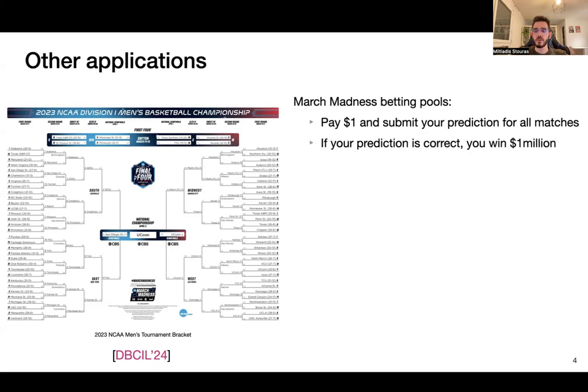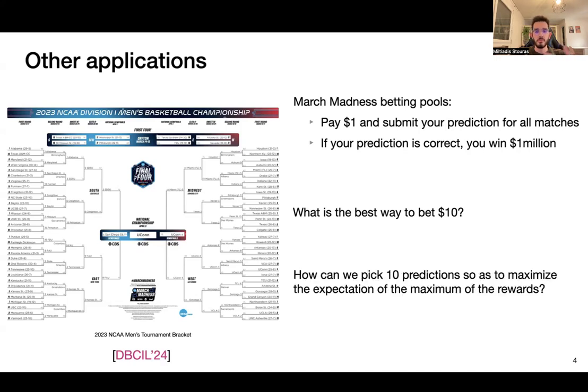If your prediction is correct, then you win the amount that has been gathered in the pool, which in real life betting pools is usually a couple of millions. So let's say that someone wants to burn $10 in this betting pool. The algorithmic question is, what is the best way to spend my $10? And again, if I have a few entries, I'm going to get the reward of the maximum of the entries, and each reward is just an indicator random variable times the money in the pool, right? So I want to pick my predictions so as to maximize the expectation of the maximum of these random variables, right?